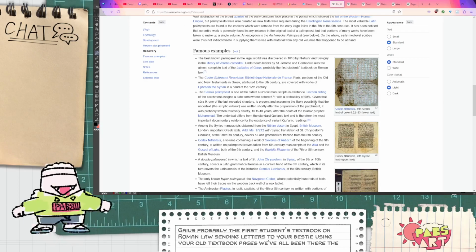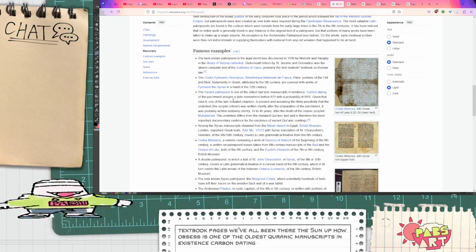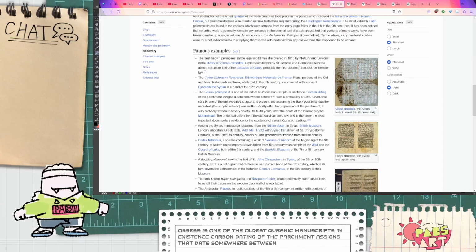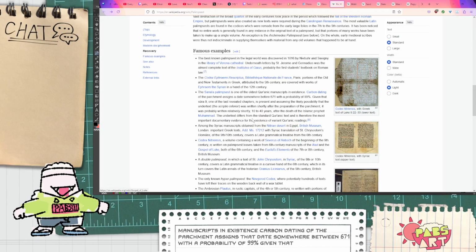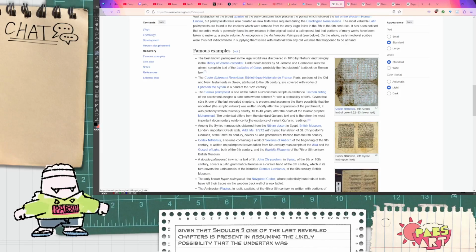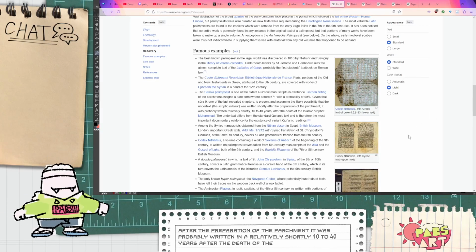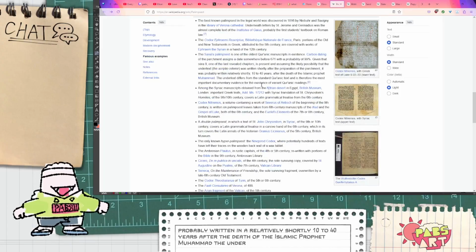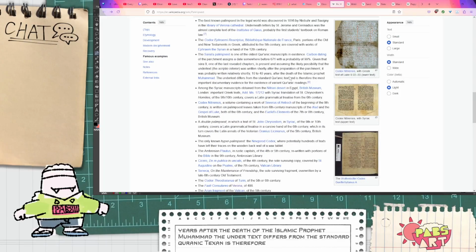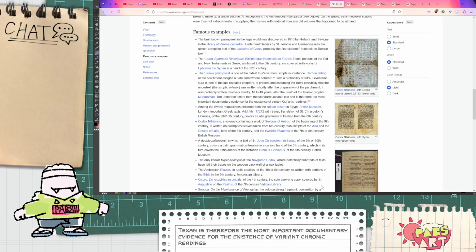The Sanaa palimpsest is one of the oldest Quranic manuscripts in existence. Carbon dating of the parchment assigns a date somewhere between 671 with a probability of 99%. Given that Surah 9, one of the last revealed chapters, is present, and assuming the likely possibility that the undertext was written shortly after the preparation of the parchment, it was probably written relatively shortly, 10 to 40 years, after the death of the Islamic prophet Muhammad. The undertext differs from the standard Quranic text and is therefore the most important documentary evidence for the existence of variant Quranic readings. That's neat.